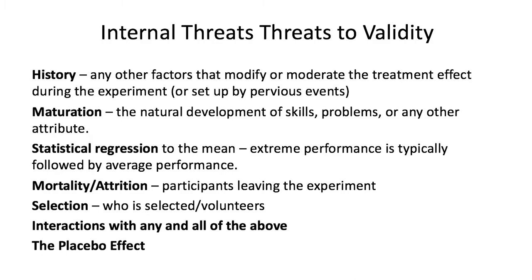When we think about internal threats, then, there are a bunch that deal with the types of relationships we see themselves. One is the history of the participants. Are there any things that happen during the experiment, in between treatments, in between observations, or even in their life before that are going to have an effect on how those participants actually react?